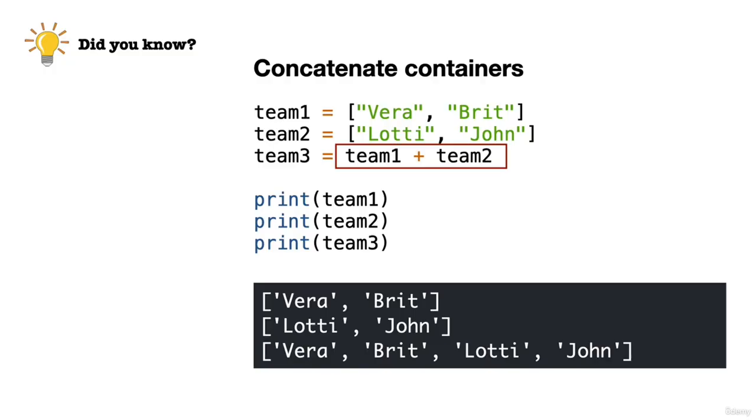Did you know you can also concatenate lists with the plus operator? The result of the concatenation is a new list. Concatenation also works with tuples. You can try that out yourself by changing the square brackets into round brackets. Pause the video and resume when you're done. Perhaps you also tried concatenating lists and tuples and got an error. Mixing containers with the plus operator is not allowed.